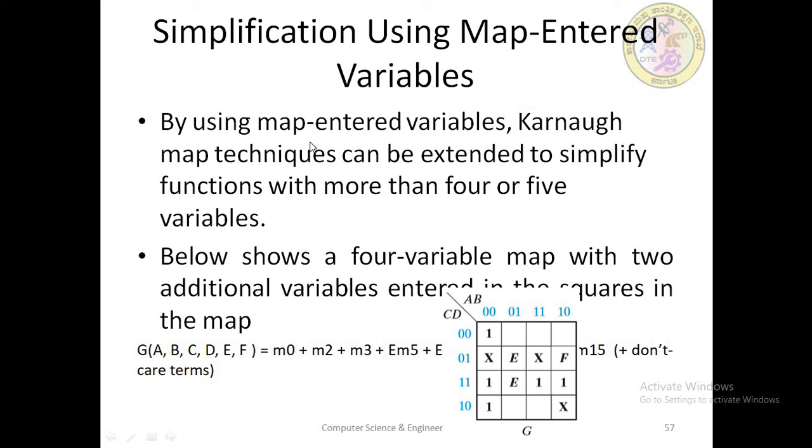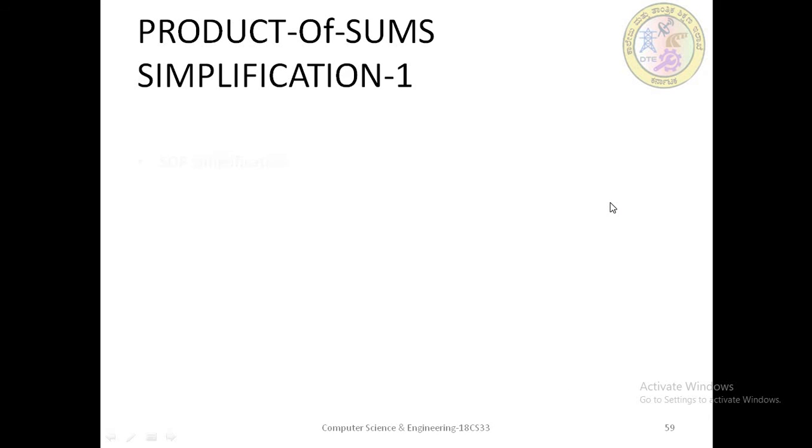Simplification using K-map entered variable. By using the map entered variables, Karnaugh map techniques can be extended to simplify more than four variables. Suppose we have more than 5 input variables, let's assume that we have A B C D E. We will take A B C D as 4 inputs and have E and F as variables here, and the remaining are don't care conditions. So this is one way of doing it. You can see we have 6 inputs, and we do it like we did in the previous example.